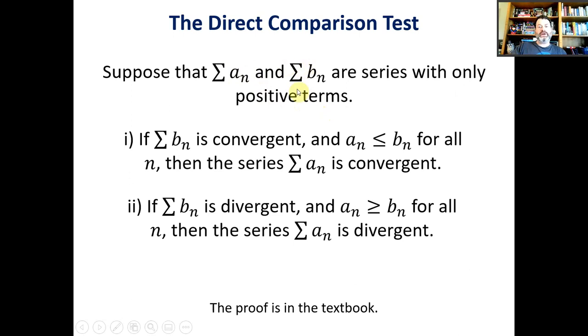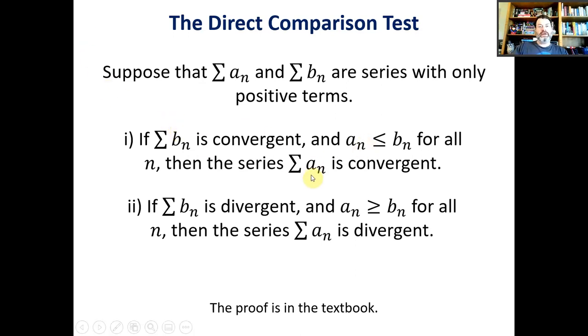We have two different series with positive terms only. The Bn is what we call the comparison series. This is like the original series we're trying to learn about, and this is the comparison series. So if the comparison series is convergent, and every term in the original series is smaller than its corresponding term in the comparison series, then the original series is convergent. And that's what we just saw in the previous slide, right?